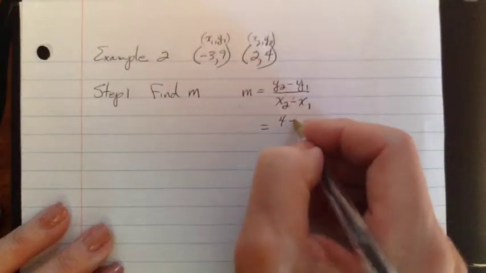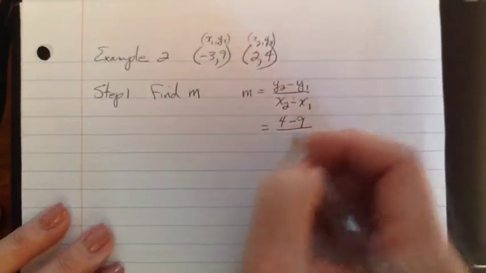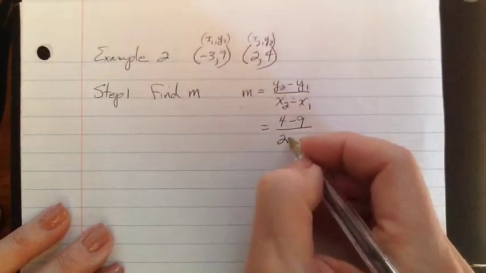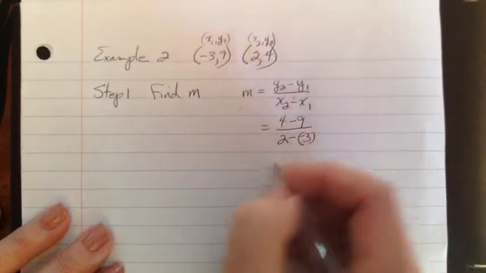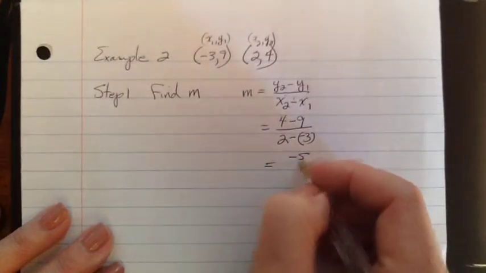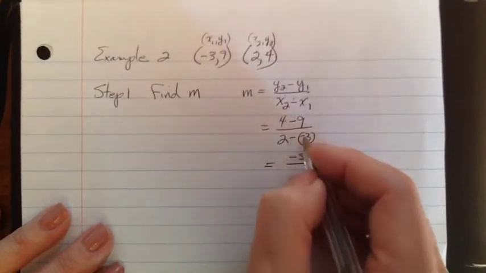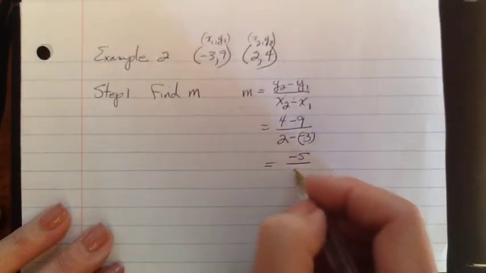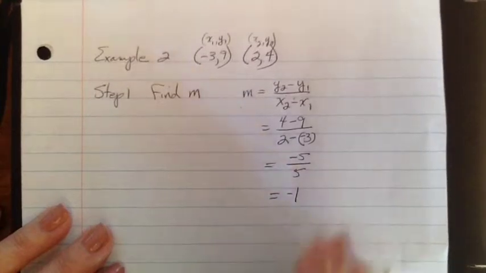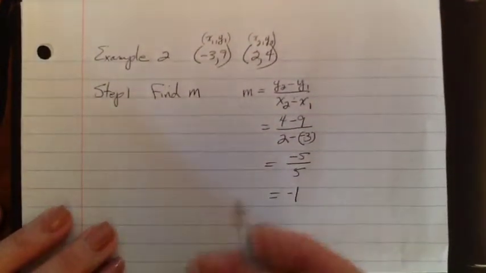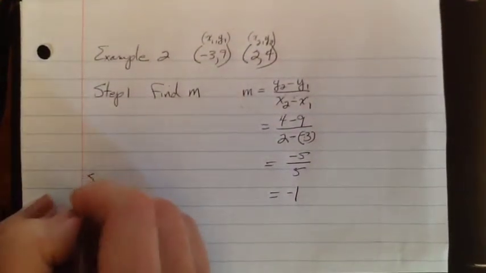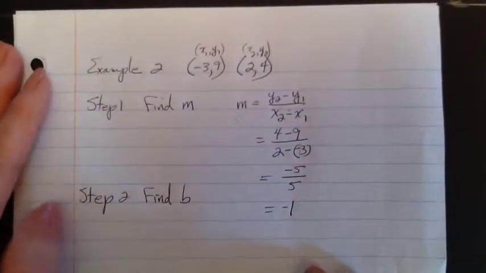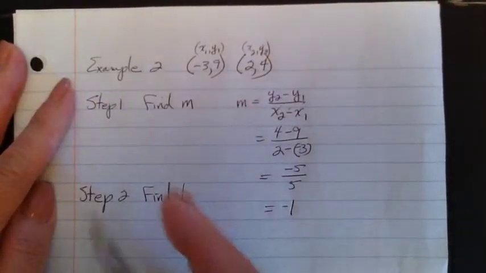Y sub 2 minus 9 divided by 2. And so we go back to this point here, 2 minus negative 3. Negative 5 over minus a negative is, add the opposite, is 5, negative 1. So we found our slope. Step 2. Okay, so after finding m, we now have to find b.